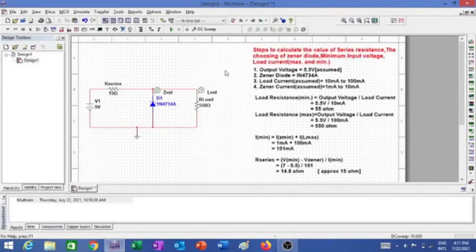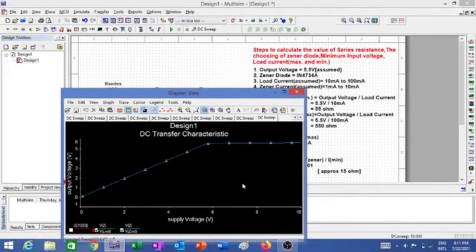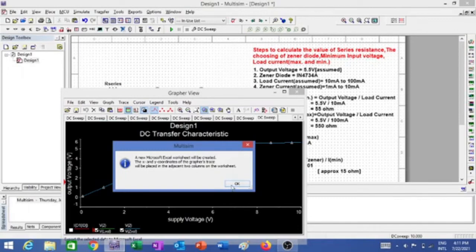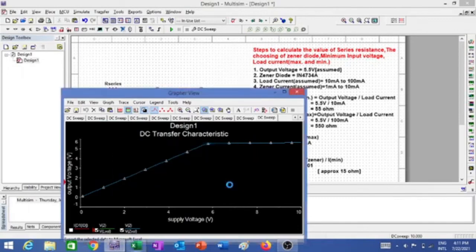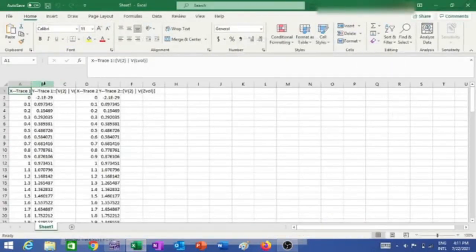Now let me go for the DC sweep. I have taken 9 volt. You can see things remain the same, and I'm running it. I got the graph. Let me go for the sweep. This is for line regulation I'm doing. Load regulation is already over. So you can see I'm getting Excel sheet values. Let me maximize the sheet. Yeah, these are the values.